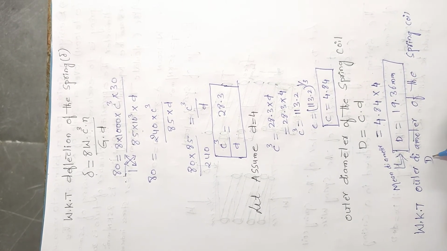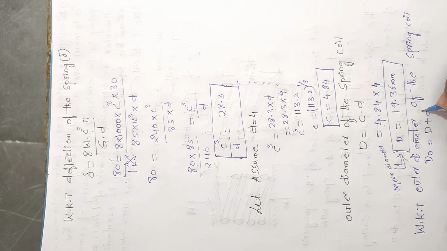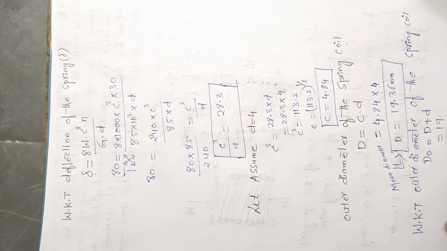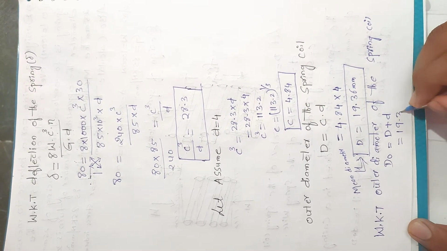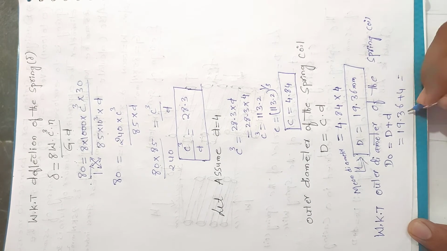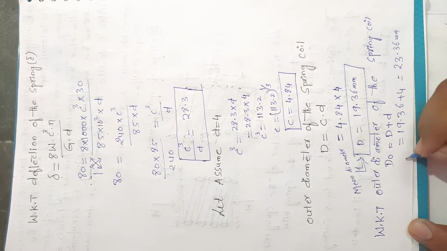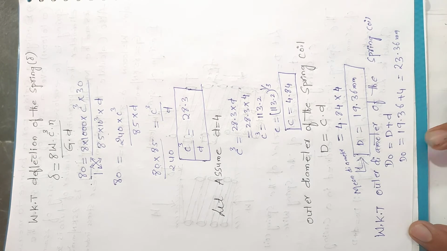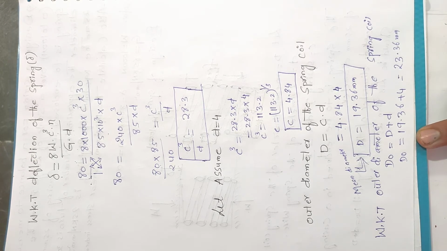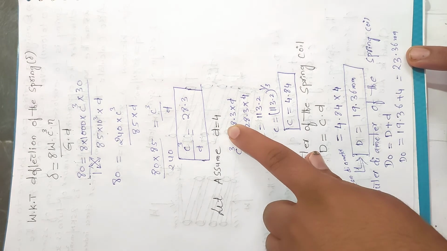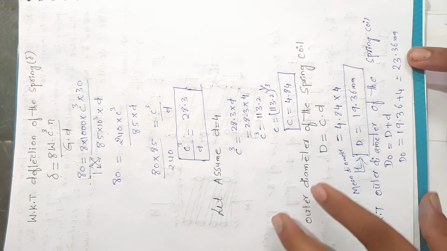After that, if you want to find the outer diameter, Do is equal to mean diameter plus diameter of the wire. So D, how much we got here? 19.36 plus 4. If you add this value, you will get 26.36 mm. So this means that the outer diameter of the spring coil is less than the casing diameter of 25 mm. So it is less or not, dear? It is less than 25 mm. Is it right? So whatever dimension, d equal to 4 we assume, it is correct only.